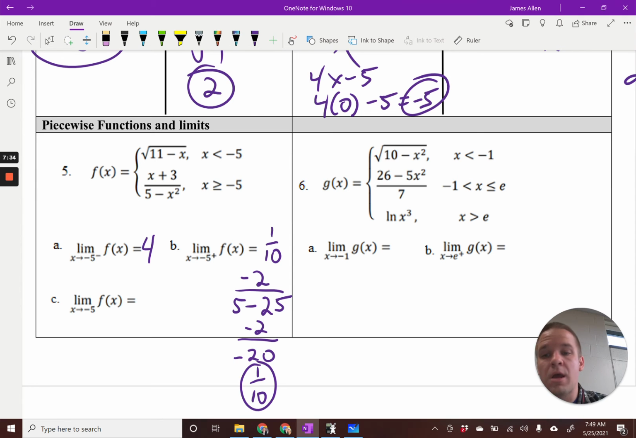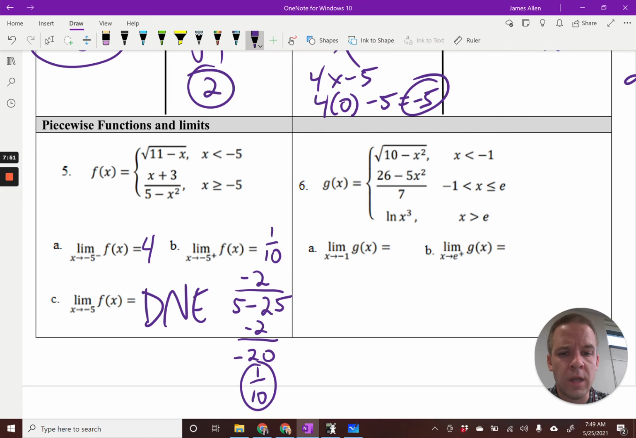Now, the next part here, what's the limit as x approaches negative 5? Well, since these are approaching two different values, it does not exist. They have to be approaching the same value for that limit to exist. Okay, let's take a look at the next one. Shall we? I think we shall.